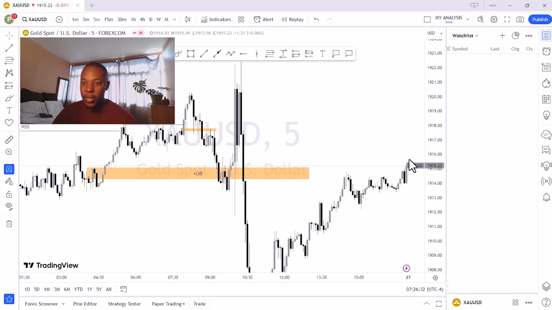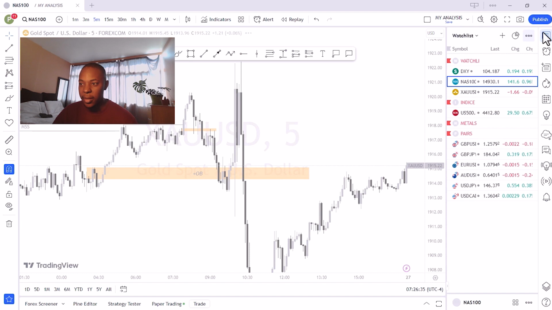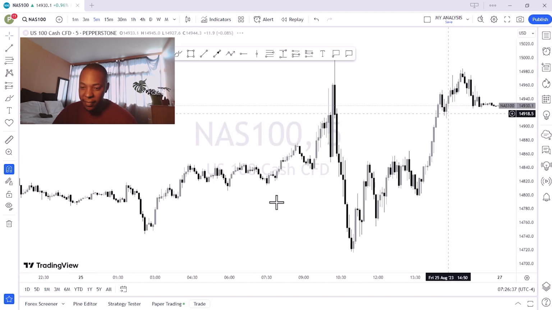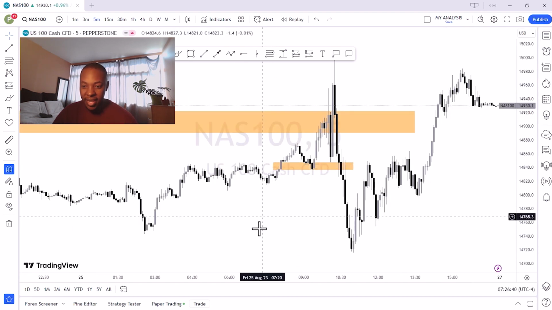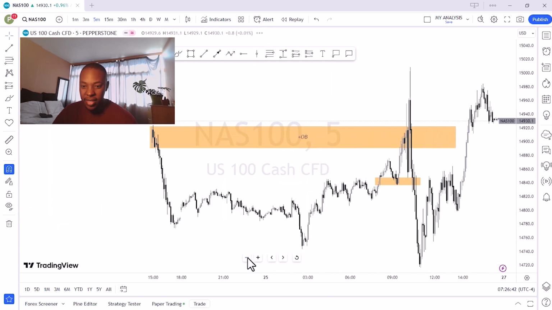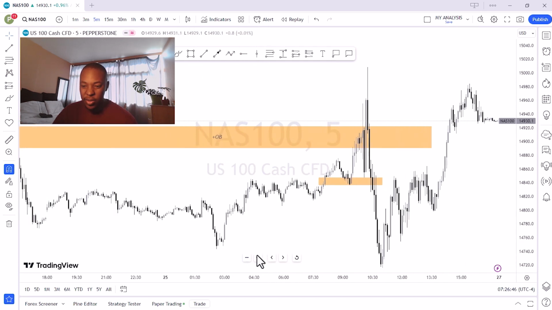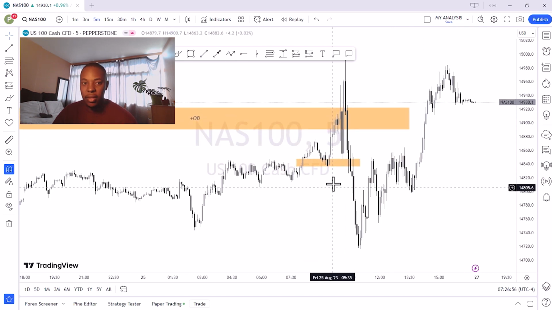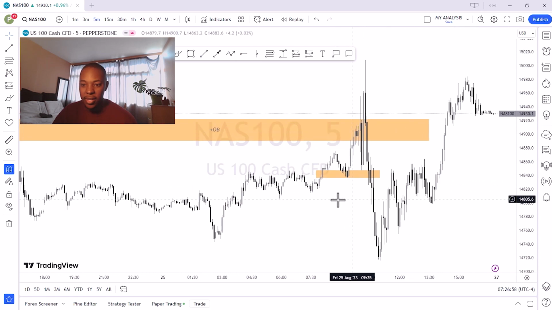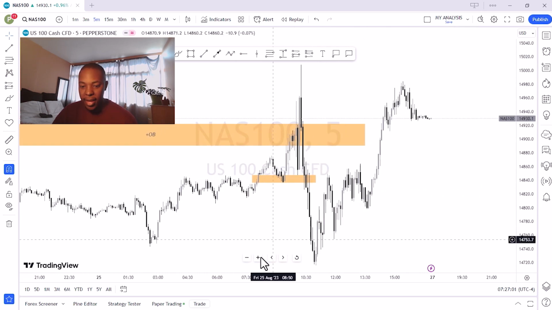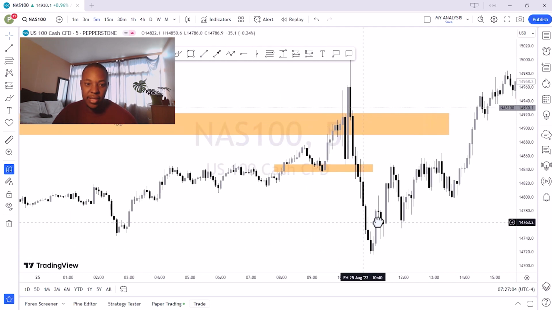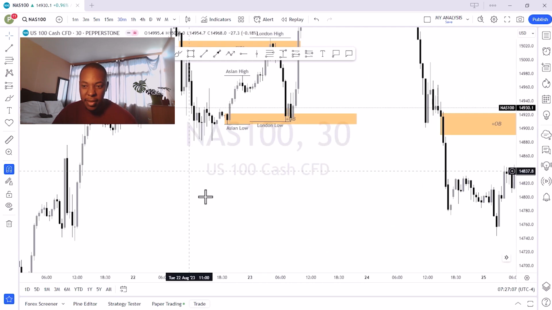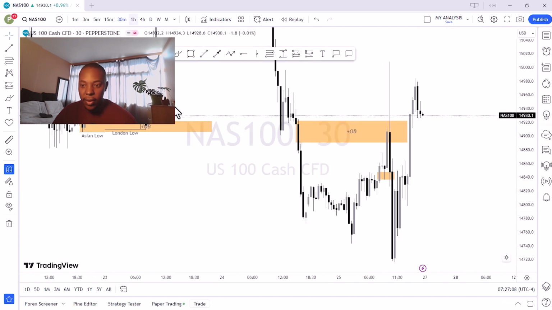And then going to NAS, that's when I started playing around with NAS. It was a hectic day, to be honest. The first trade that I took on NAS was a sell. As you can see, we have that order block. It's probably like a 30-minute or an hour order block.